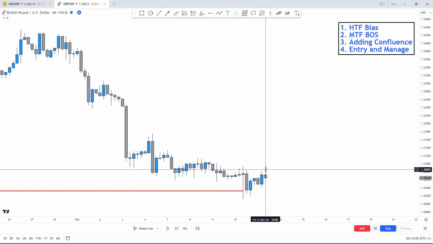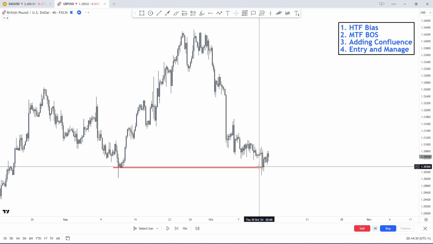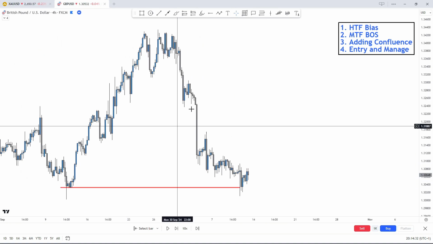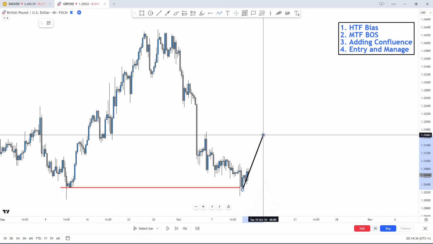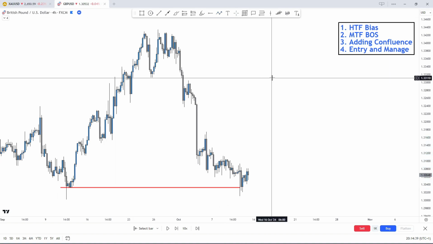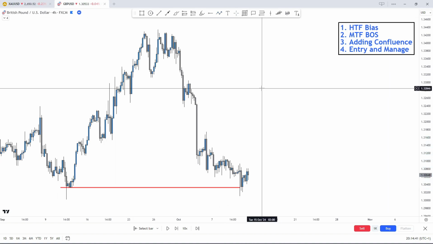So this is going to be my higher time frame bias, which is that the narrative is that price has swept these equal lows, and then we are going to make a move towards where? Towards the upside, right? And that is my narrative. So very, very simple higher time frame bias here.